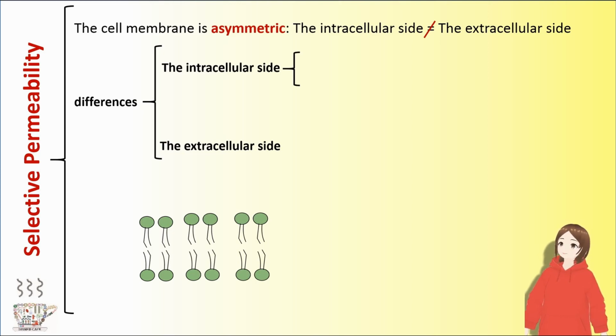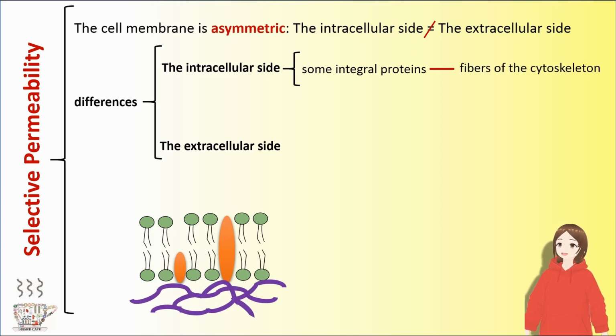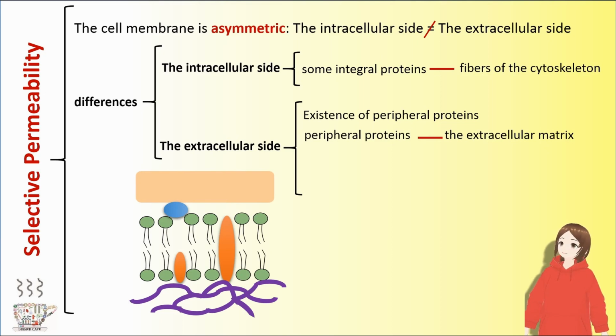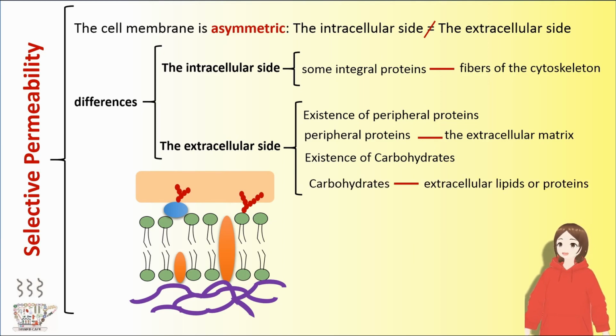On the intracellular side of the membrane, some integral proteins bind to the fibers of the cytoskeleton. On the extracellular side, there are peripheral proteins that bind to the extracellular matrix. Also, there are carbohydrates that are attached to extracellular lipids or proteins.